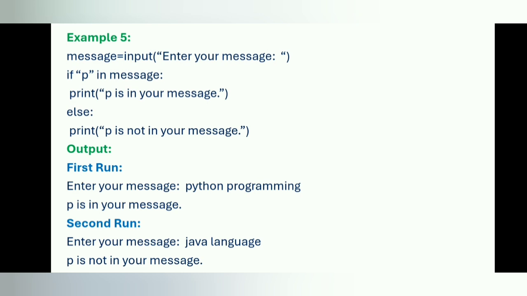In the first sample run, the value of message is Python programming, which does contain the character P. So the condition P in message evaluated to true, and the computer printed P is in your message. In the second sample run, the value of message is Java language, which does not contain the character P. So the condition P in message evaluated to false, and the computer printed P is not in your message.